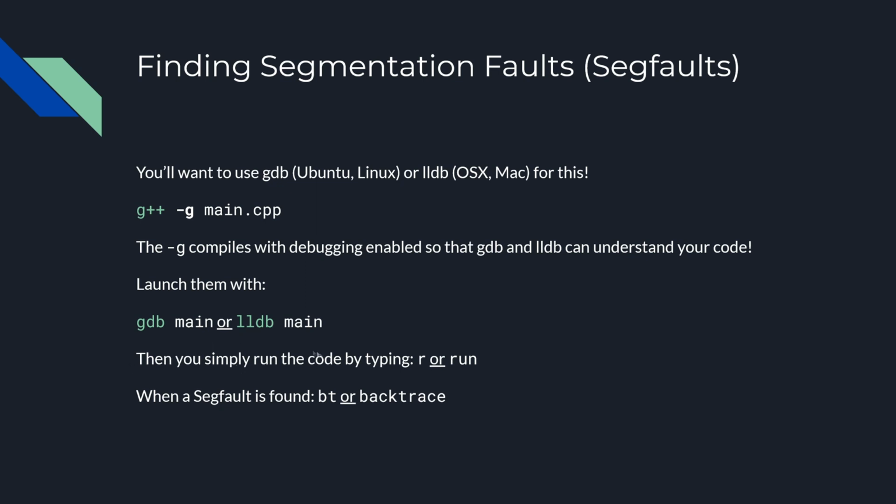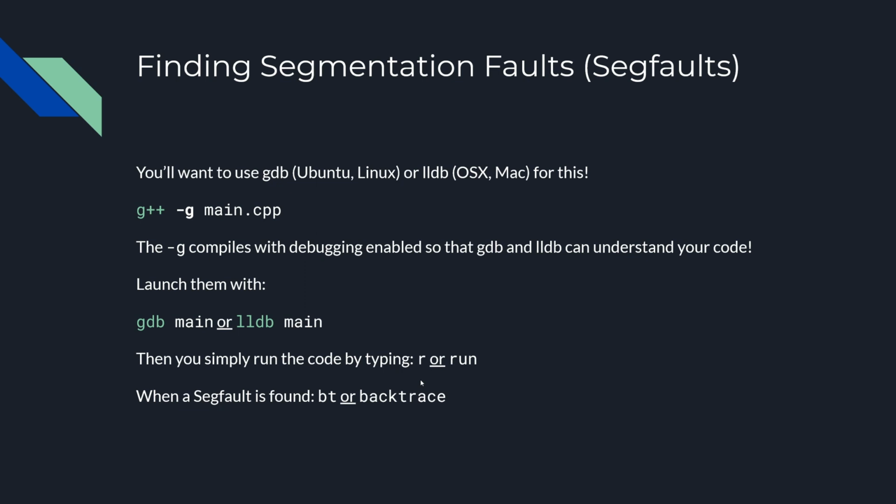Then you run the code inside of GDB or LLDB once it comes up after you run that command by typing R or typing run and clicking enter. The code will run, and then whenever it gets to a segmentation fault, it'll say error, and you can then type BT, which stands for backtrace, or you can spell it out. And that'll tell you exactly where your segmentation fault happened.